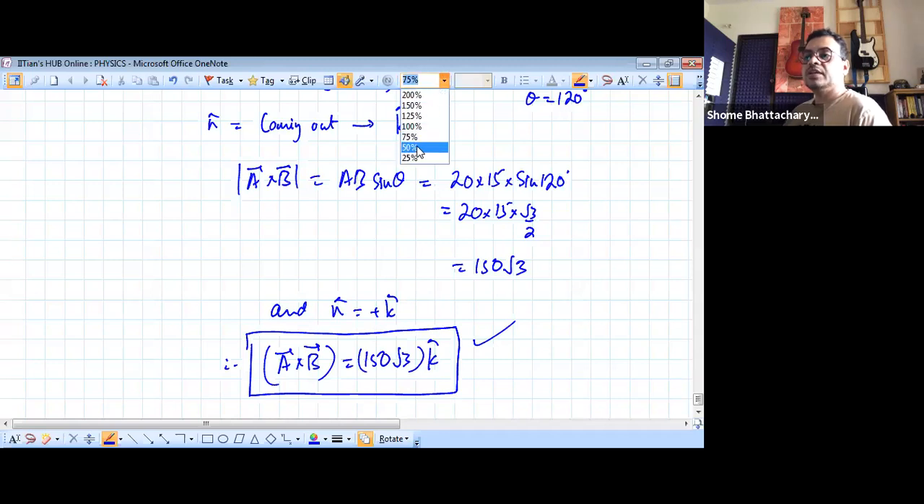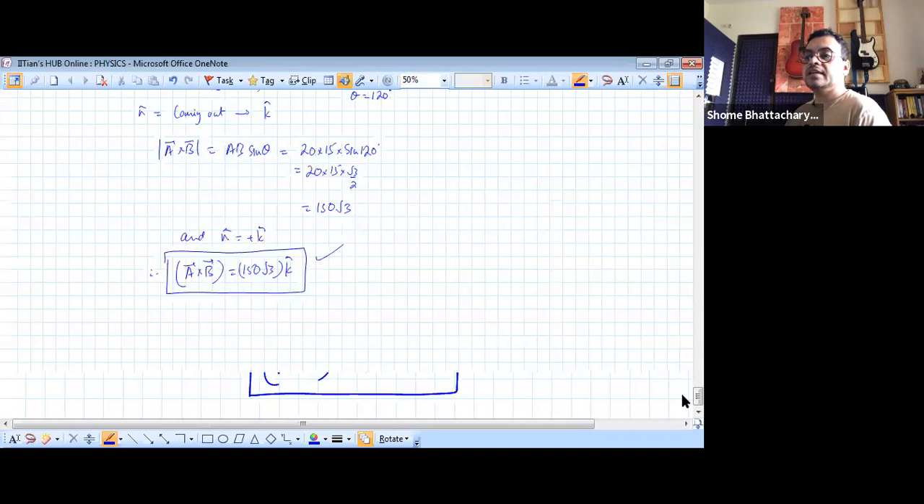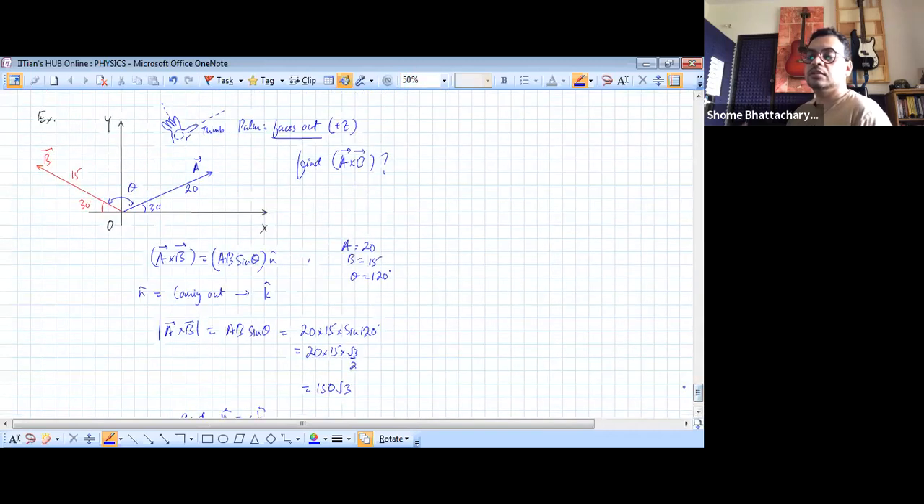Because by the right hand palm rule, I have shown that the direction of A cross B is coming out of the plane. Place your right hand thumb along A and your fingers along B. Your palm is facing towards you. The right hand palm rule is used to define whether the unit vector is coming out of the plane or going into the plane. In this case, coming out of the plane is which direction? It's the z axis. Going into the plane is what? The negative z axis. Okay, so it becomes like this.